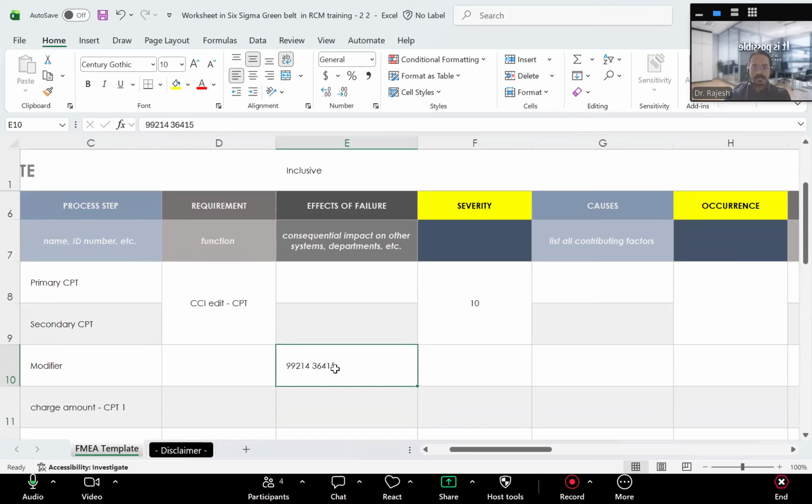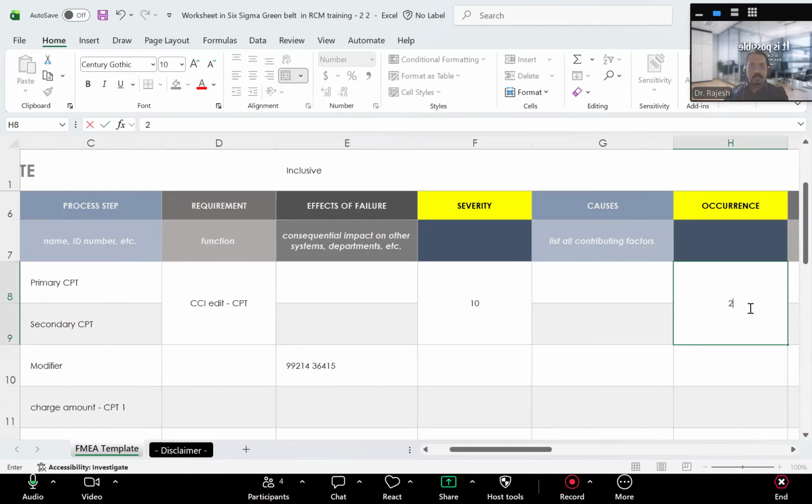So I'm seeing this combination. How many times is my combination occurring? You are going to give that based on your occurrence. For example, I'm considering 99214 and this code in this scenario. For me, it may be two times occurring in a month, or two times occurring in a day, of my charges. I'm giving two. This is also based on the priority.